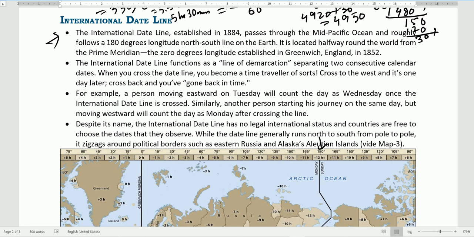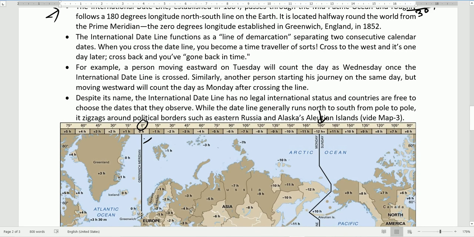It is located halfway around the world from the prime meridian. Okay, the prime meridian is here at 0 degrees. It is the 0 degrees longitude established in Greenwich, England in 1852. That means the Greenwich meridian was established in 1852. Its value is 0 degrees longitude. So Greenwich is here and 180 degrees is here.